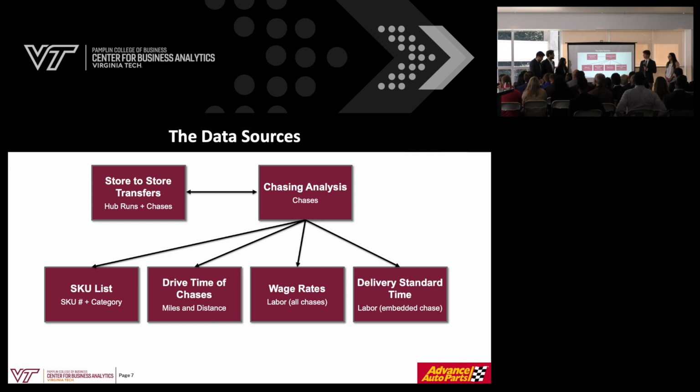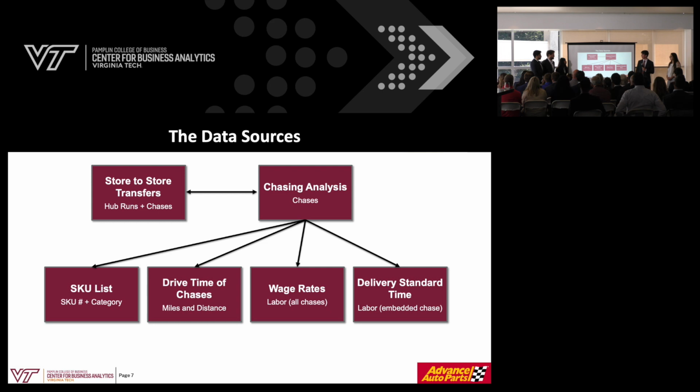First, the two data sets that I wanted to highlight are the store-to-store transfer set and the chasing analysis set. The store-to-store transfer set contained all of the transfers, so hub runs and chases, that Advanced Auto Parts completed throughout whatever periods we looked at. Specifically, we looked at periods 9, 12, and 13. So it contained all the transfers for those periods.